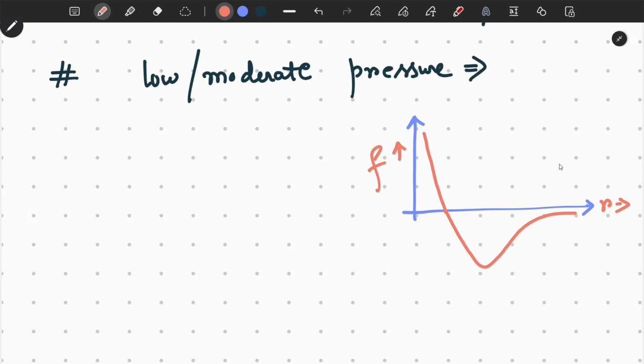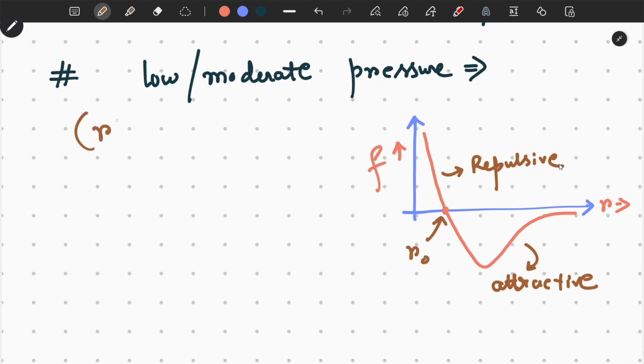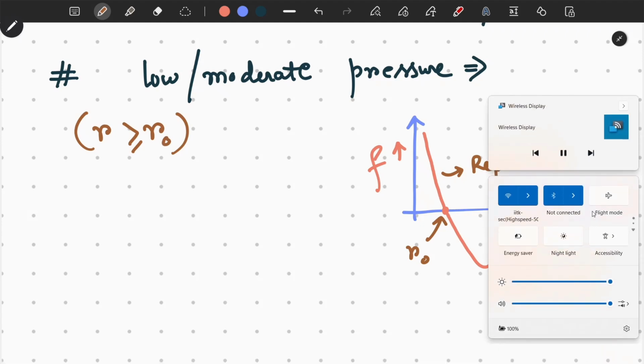If the particles are very close to each other, then there is a repulsion. This part is the repulsive part, and this part is the attractive part. Let's say this is R0. That means we are now in the region where R is greater than R0. Is it clear?